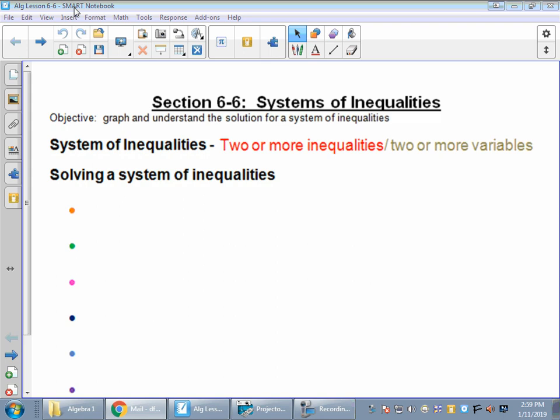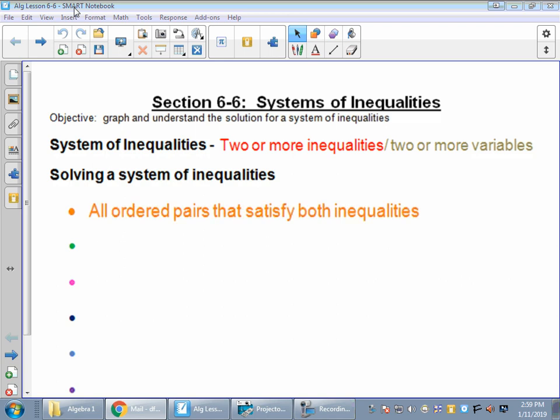So first thing is, what is this system of inequalities? Just like equations, it's two or more inequalities. You need two or more variables, and then you need a less than or greater than, less than or equal to, or greater than or equal to symbol in there instead.